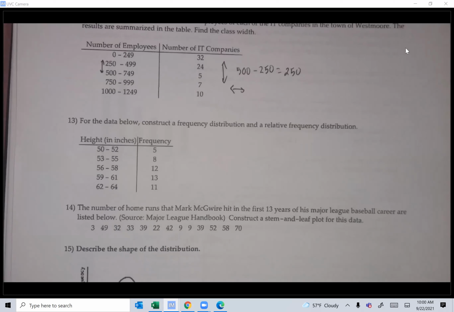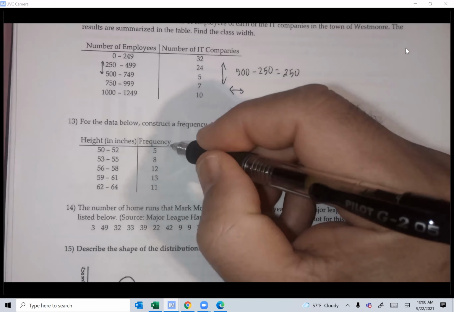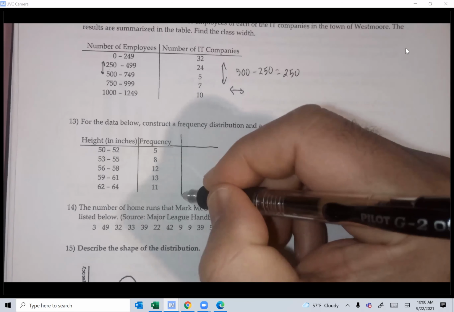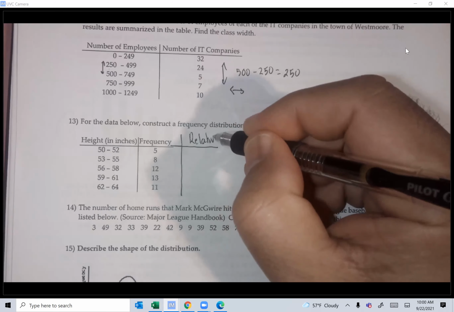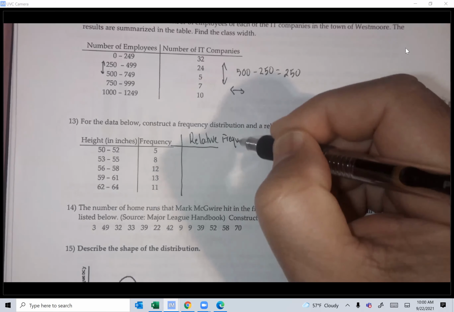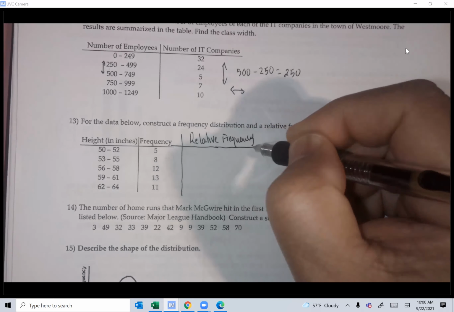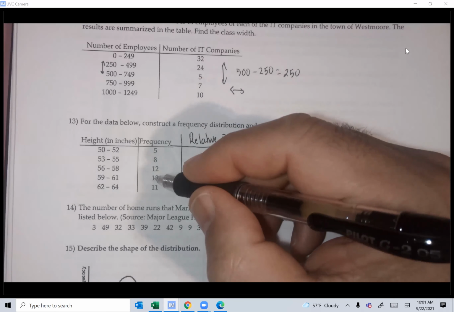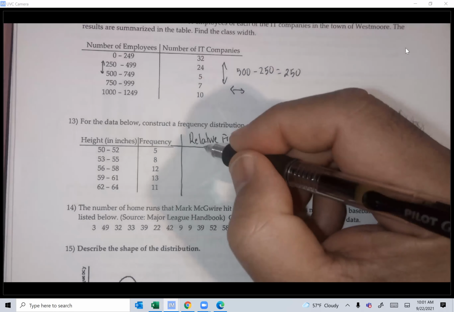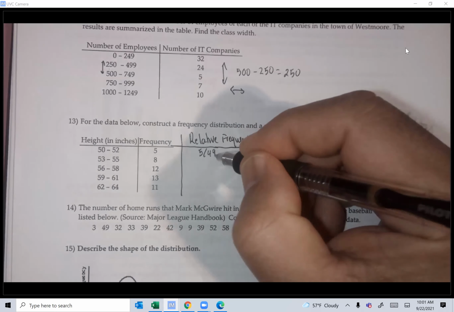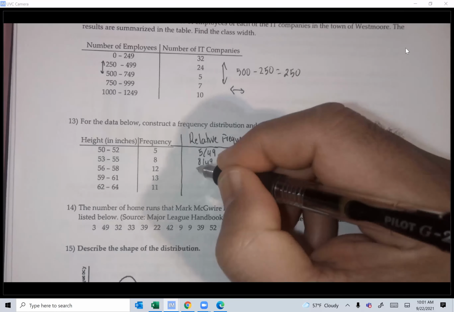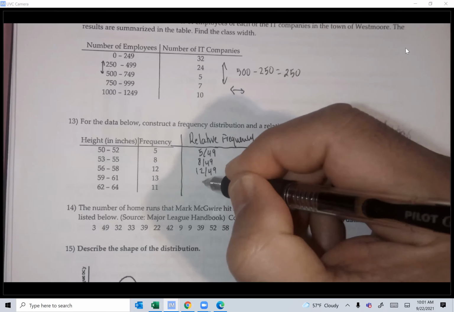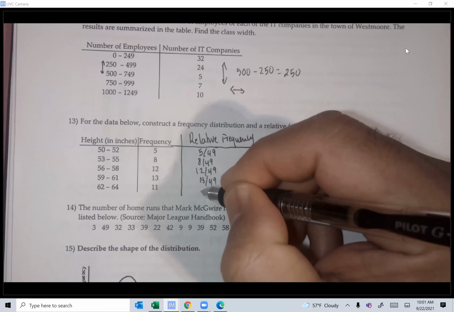For the data below, construct a relative frequency distribution. I already did the frequency distribution, so for relative, I just put relative frequency. And then we need the total, guys, 13, 25, 30, 49. So it's 5 over 49, 8 over 49, 12 over 49, 13 over 49, 11 over 49.